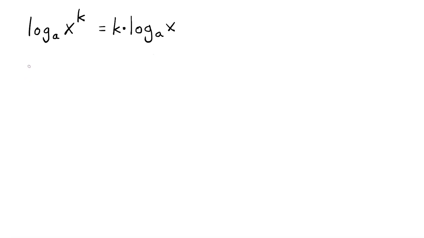So let's take an example. What is the 2 logarithm of 3 raised to the power of 4? According to this rule, this is equal to 4 multiplied by the 2 logarithm of 3. So the 4 has moved in front and you have multiplied it.